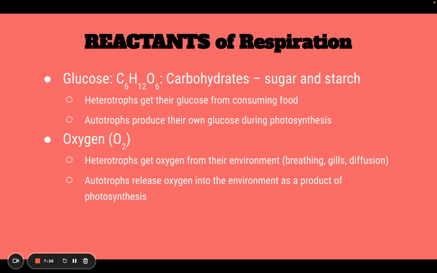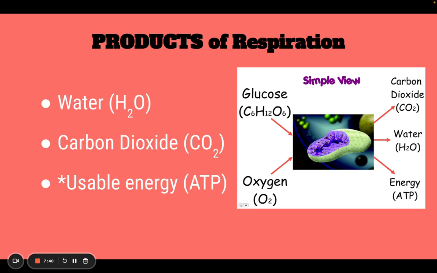Heterotrophs get oxygen from the environment, so breathing with our lungs, or fish with their gills, and some different types of diffusion. Then autotrophs release oxygen into the environment as a product of photosynthesis. The products of respiration are water, carbon dioxide, and then usable energy, or ATP, as we are breaking things down.